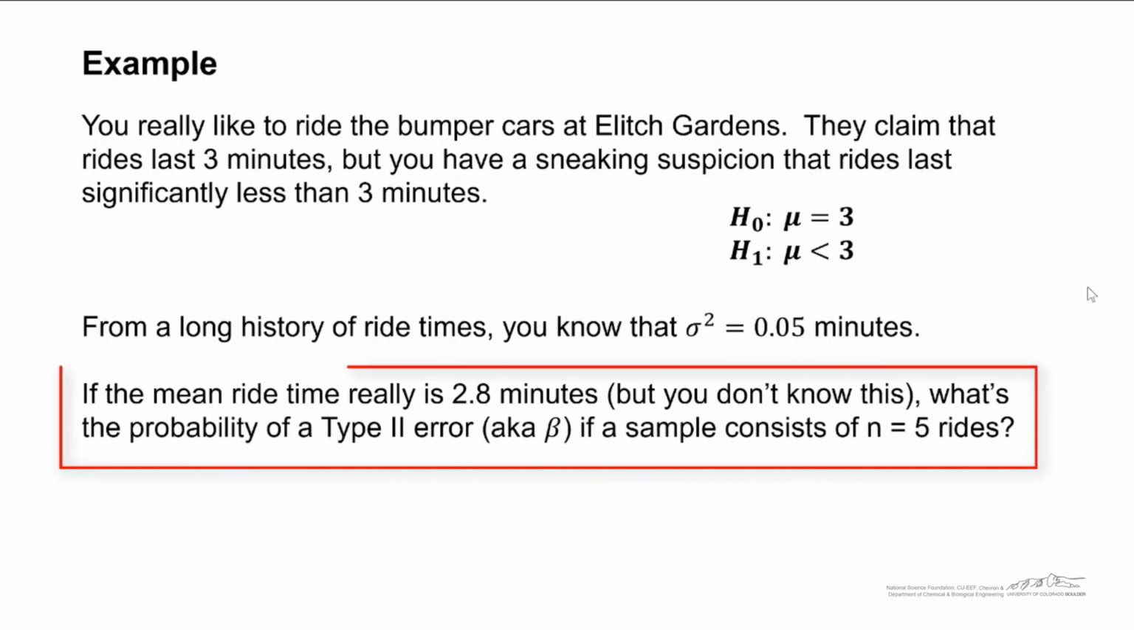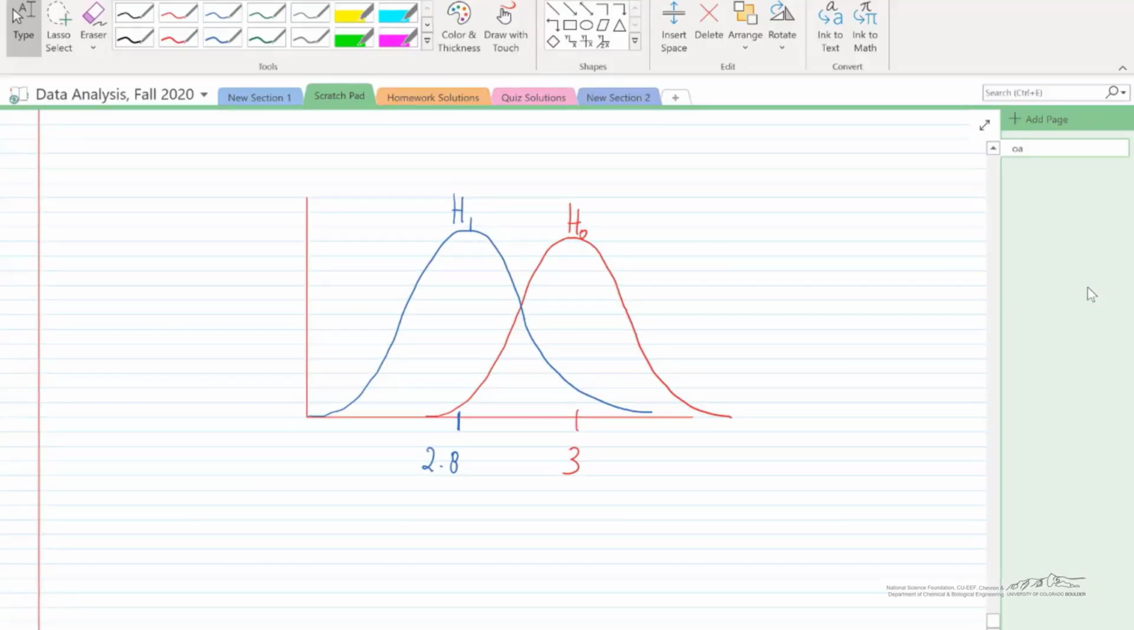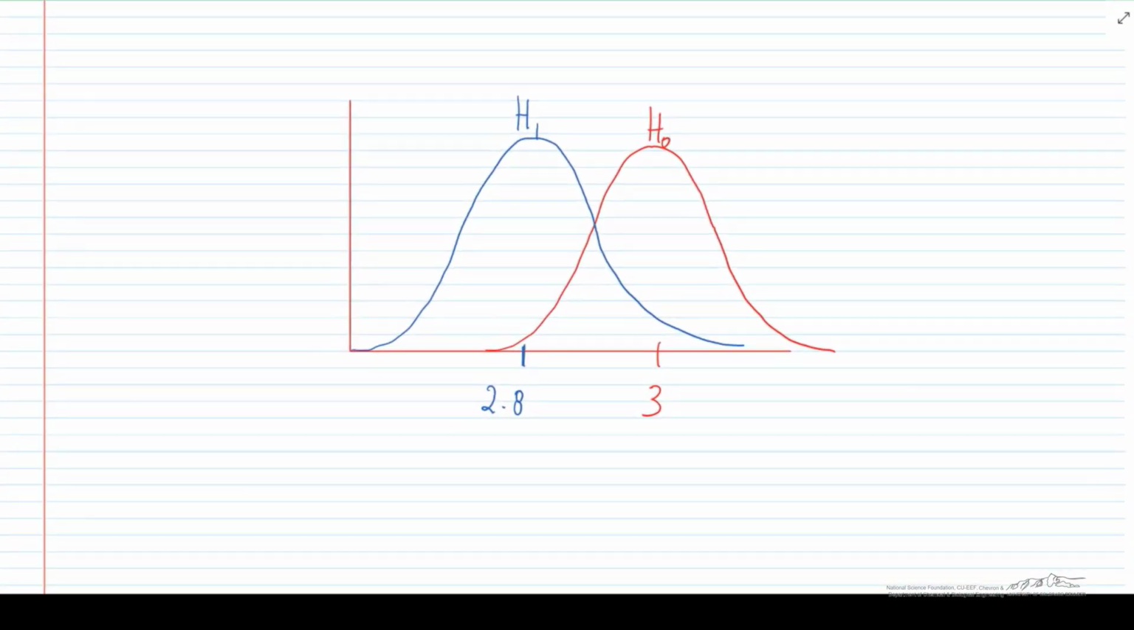If the mean ride time really is 2.8 minutes, but you don't know this, a lot of these type 2 error problems are set up to be sort of hypothetical. What's the probability of a type 2 error, also known as beta, if a sample consists of n equals 5 rides? Well, let's take a look at this graphically.